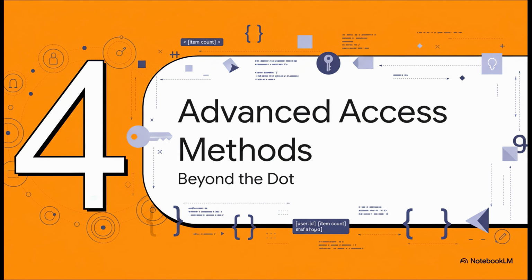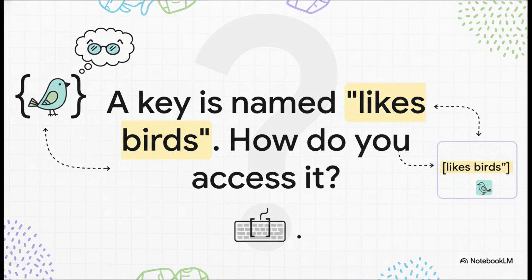So that dot notation we just used, it's awesome, it's clean, but it has its limits. What happens when our file labels, our keys, get a little weird? Here's the problem right here. What if you have a property key with a space in it, like likes birds? If you try user.likesBirds, it's just not going to work.